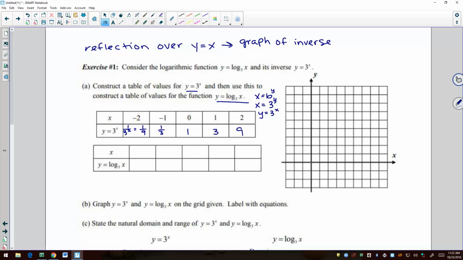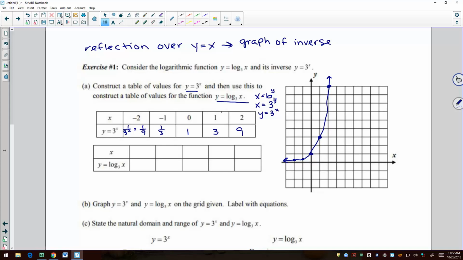So if you plot those points, so negative 2, 1/9 is really small, so just try to go, I probably should have even gone closer. Negative 1, 1/3, 0, 1, 1, 3, and 2, 9. 9 is the last one up here. Remember, they go on forever, so put an arrow, and then they're asymptotic to the x-axis. So it is getting closer to the x-axis, but remember, it'll never touch the x-axis.